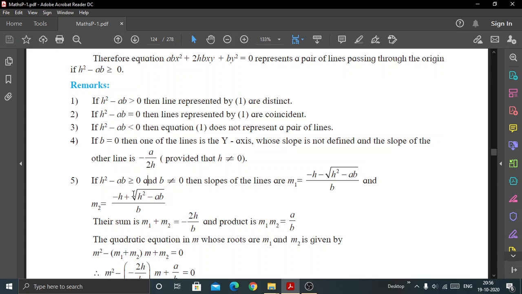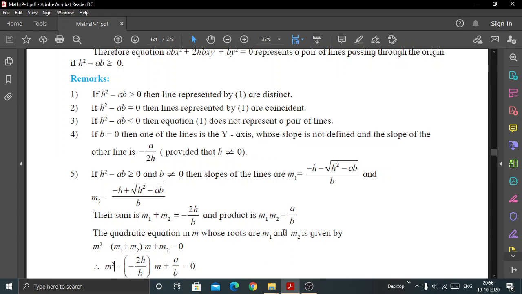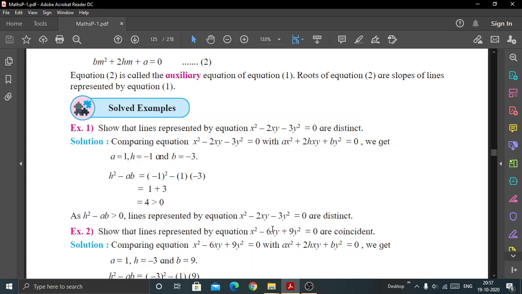Next, fifth remark is very important. Here, the sum of the slopes m1 + m2 = −2h/b and the product m1m2 = a/b. Next, bm² + 2hm + a = 0. Let it be equation 2. This equation 2 is called the auxiliary equation of equation first. Roots of equation 2 are the slopes of the lines represented by equation first.